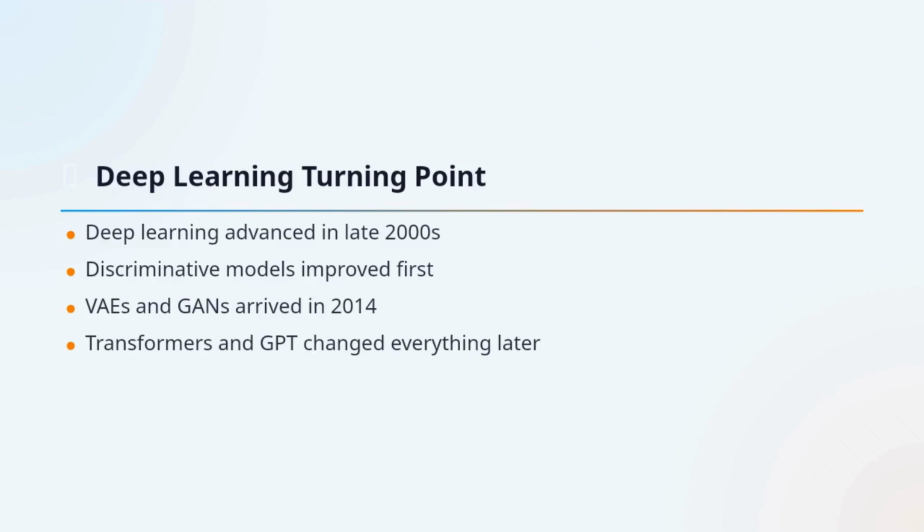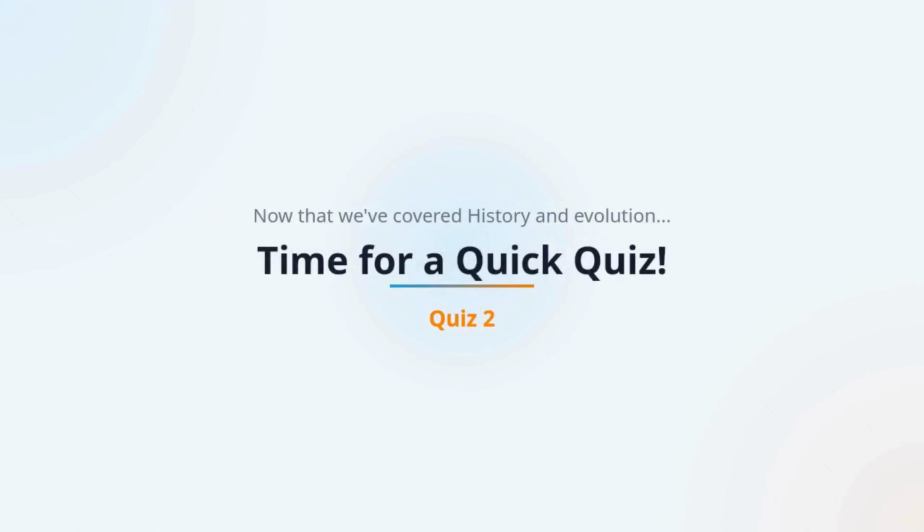After that, the transformer architecture in 2017 and GPT models from 2018 pushed generative AI into the modern era. So that covers the main journey from early probabilistic systems to modern neural generation. Now that we've covered history and evolution, let's test what we've learned so far. Here's quiz number 2. See if you can get it right.